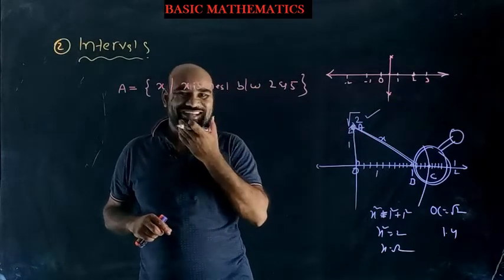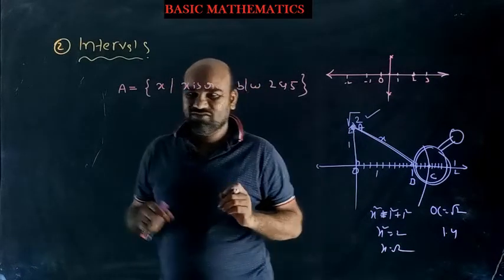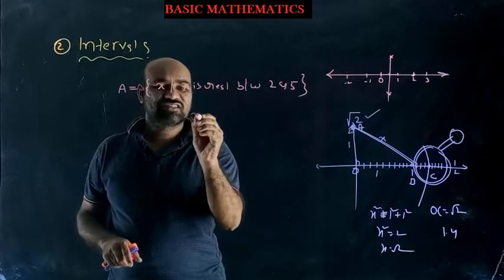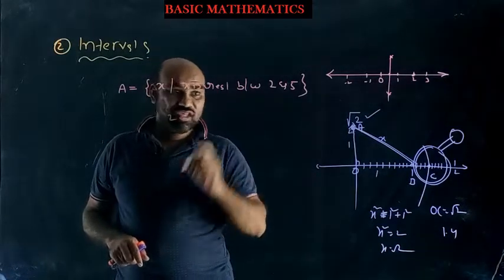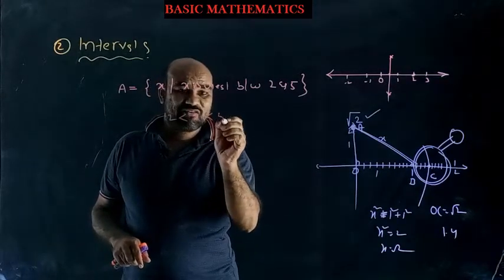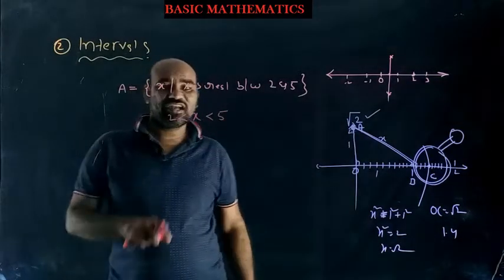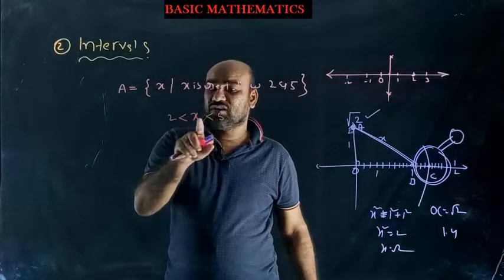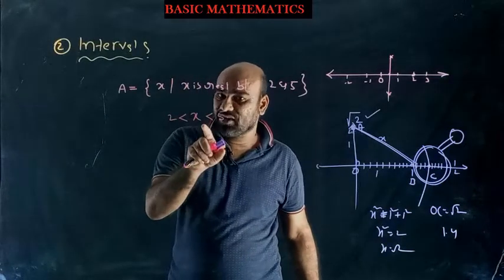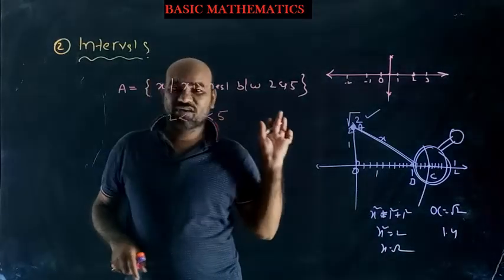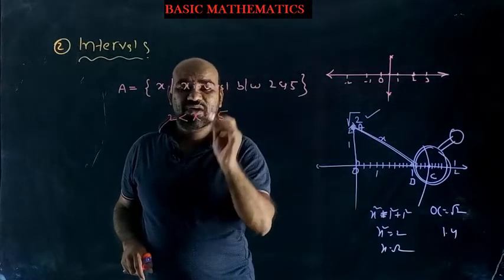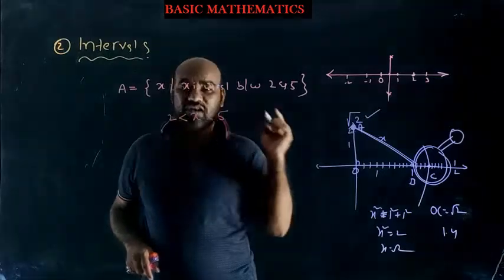But how to write it symbolically? x is greater than 2, x is less than 5. So we can write x is greater than 2 and less than 5. We can read it as 2 less than x less than 5. It means x is a real number that lies between 2 and 5.